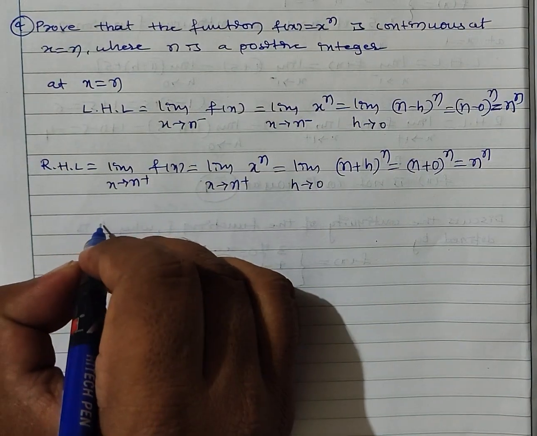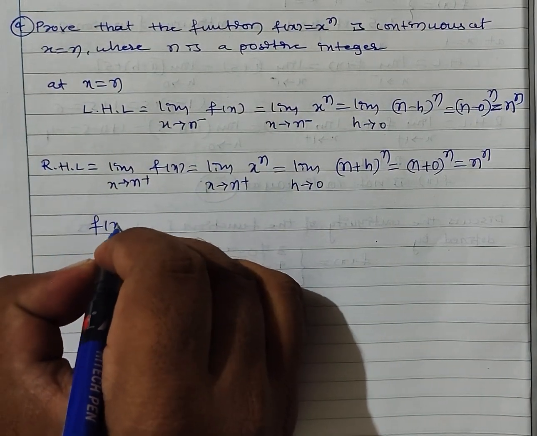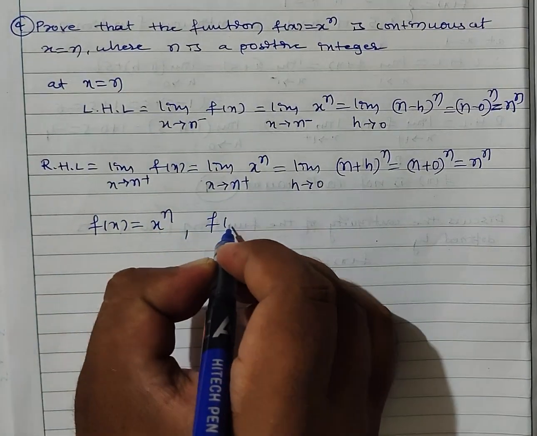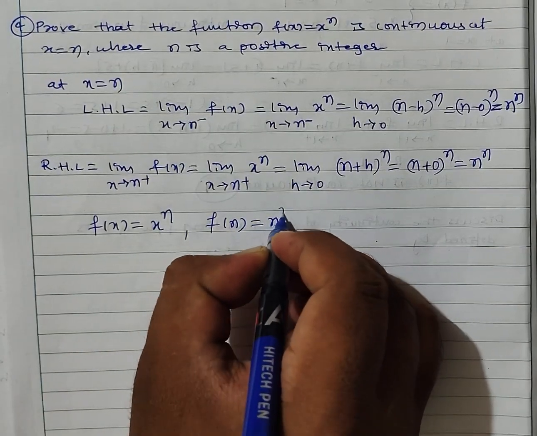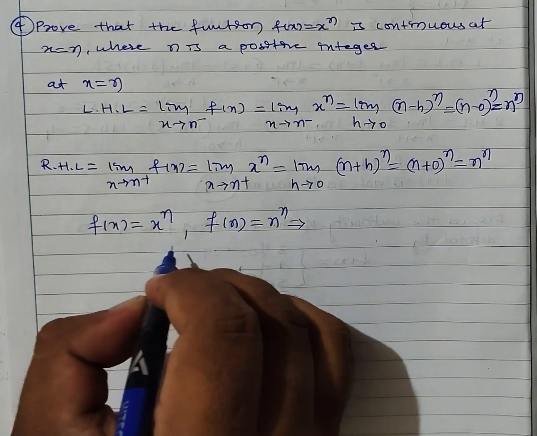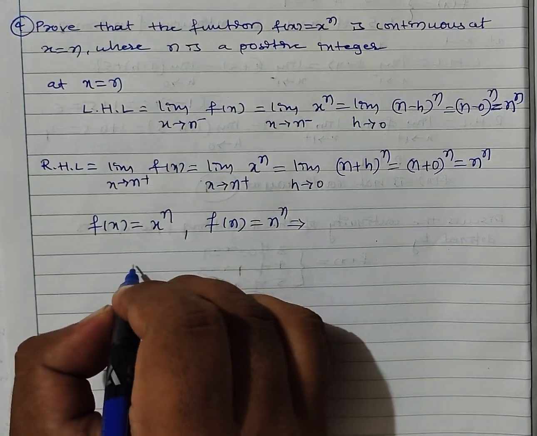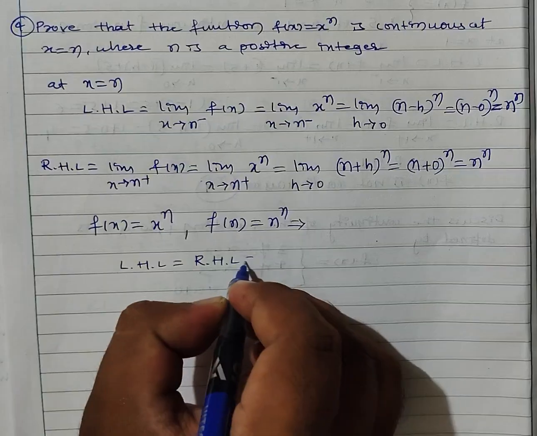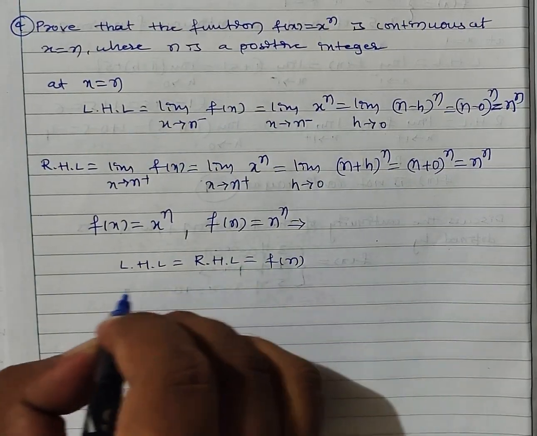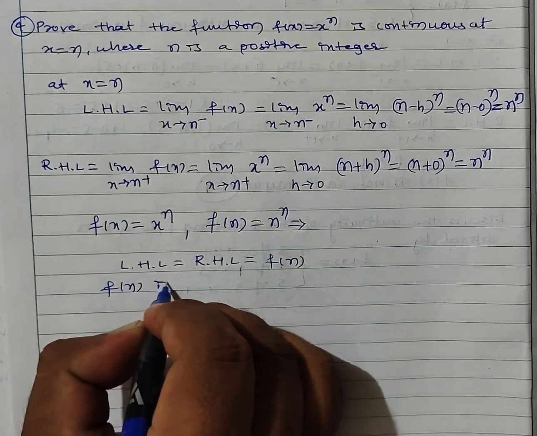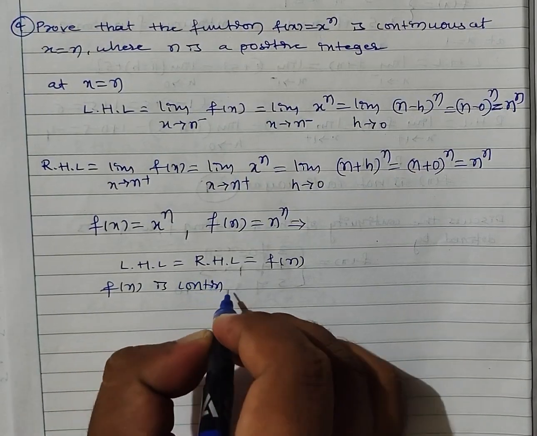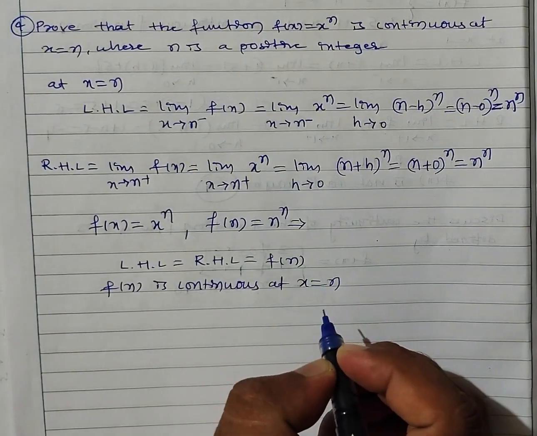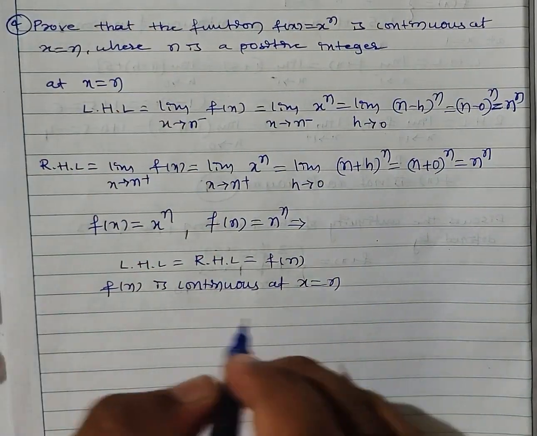What is f of n? What is the function f of x? f of x is equal to x raised to n. Okay, what is f of n? f of n is equal to n raised to n. So what happened? Left hand limit equal to right hand limit equal to f of n. Then f of x is continuous at x is equal to n. Okay, question number 4 complete.